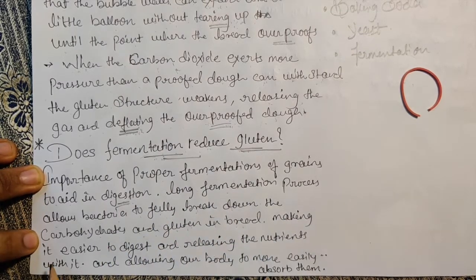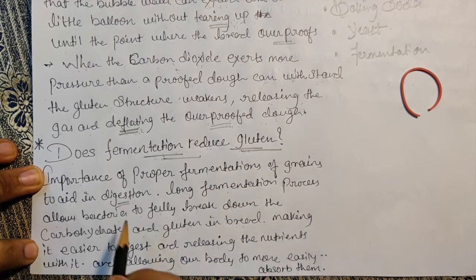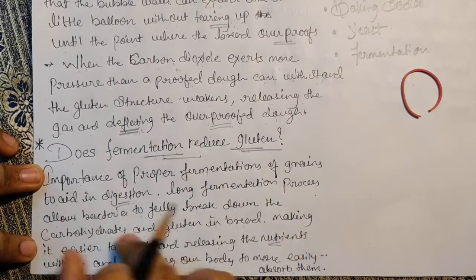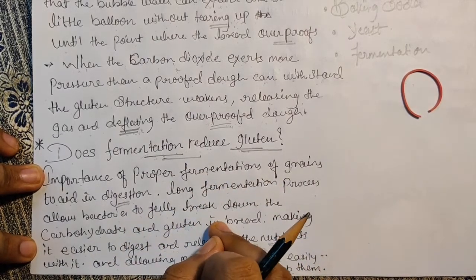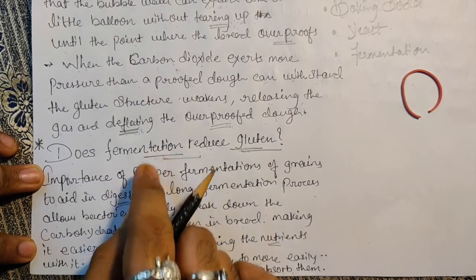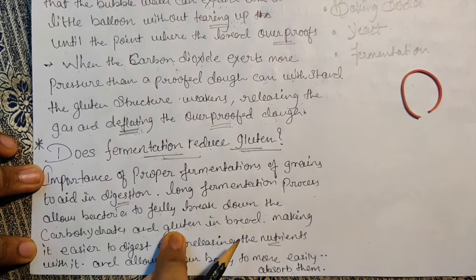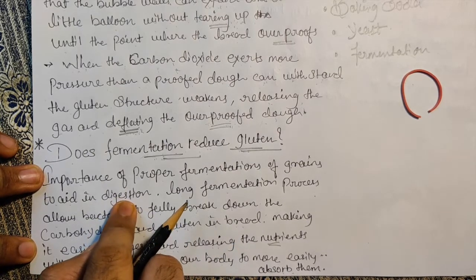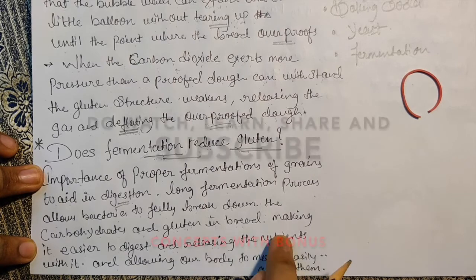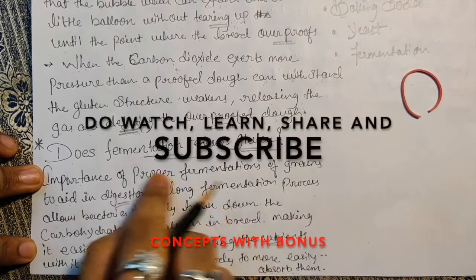Clear? Making it easier to digest and releasing the nutrients with it, allowing our body to more easily absorb them. See, you guys have heard about sourdough. I'll make a sourdough series. I'll explain this one in a better way. Clear? So in this topic, just understand that fermentation breaks down the carbohydrate and gluten, right? Because it helps to digest properly and our body can absorb them easily, right? And get more nutrients. Clear?